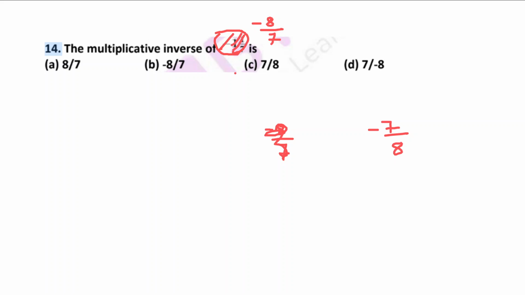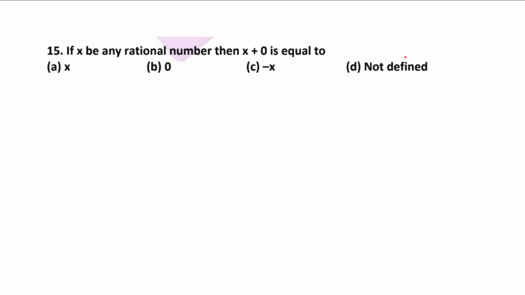Okay, minus 7 by 8, which is the correct option? This is not the right option. This is not the right option. This is not the right option. This does not look to be right, but this is the right option because 7 by minus 8 can be written as minus 7 by 8 also. So the right option is option D. Okay, now you please correct your solution. Okay, read this question and solve the problem.